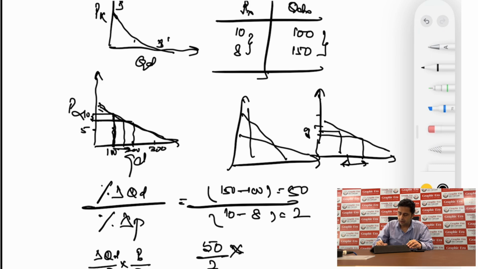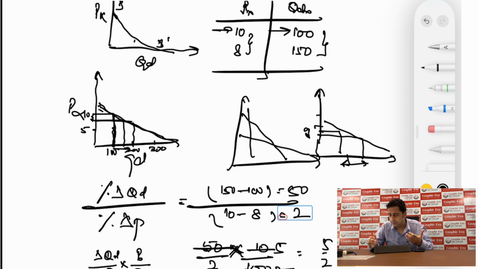And the original value, if we see, and we treat these as original values, the original price was at rupees 10 and the original quantity demanded was at 100. So what we see is it's going to be 5 by 2, which shows that the value is coming out to be 2.5. Now, how do we interpret this value? But before we interpret this value, if you remember, I talked about two aspects. One is the direction and the other is the magnitude.